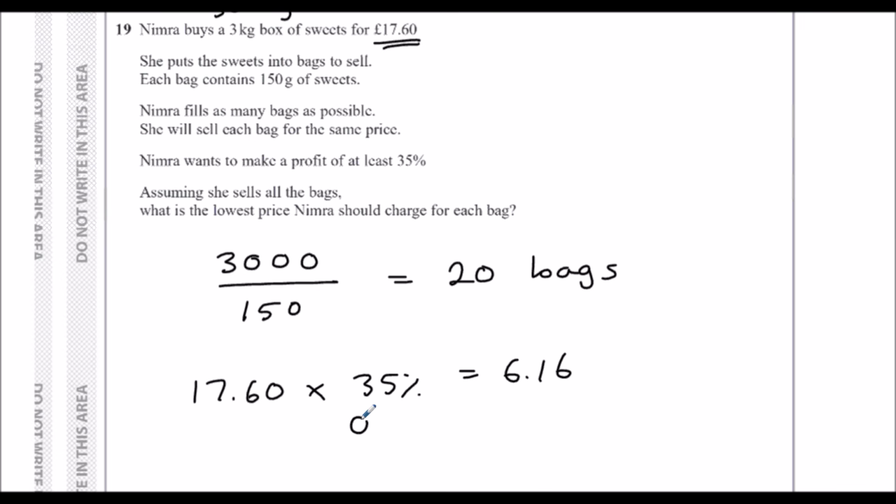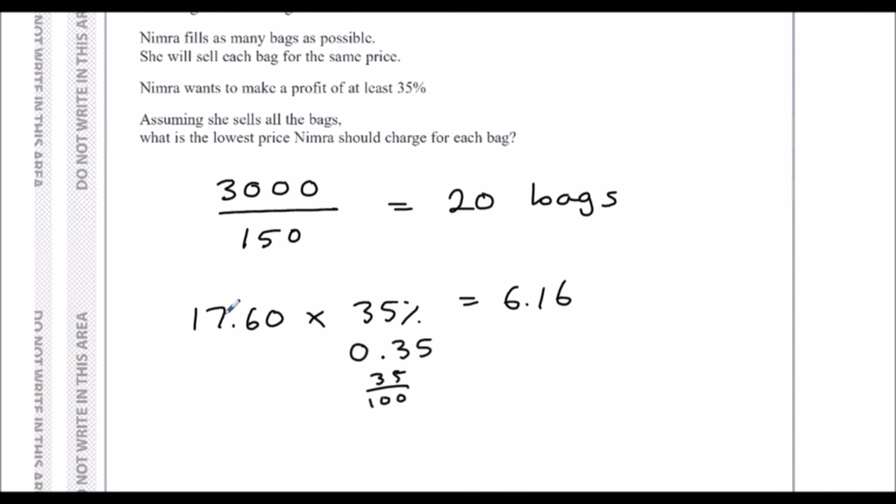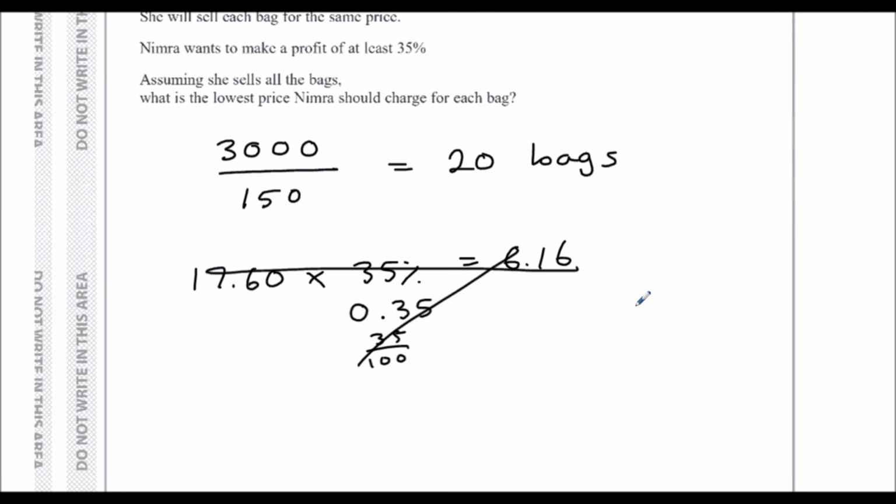I could have also used 0.35 or 35/100ths here, and I would have got the same answer. Then I can just add that on. Alternatively, if I didn't want to do it in 2 steps, I can add on 35% by multiplying by 1.35. So £17.60 times 1.35 adds on 35% in one calculation.